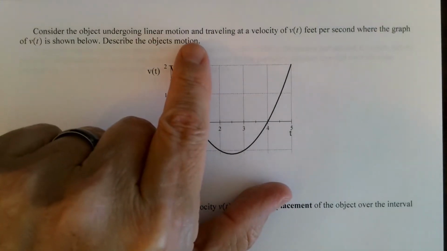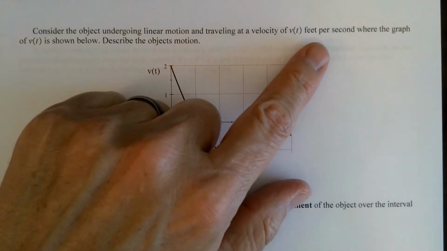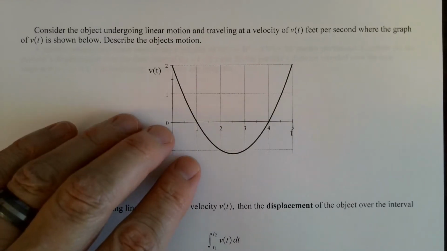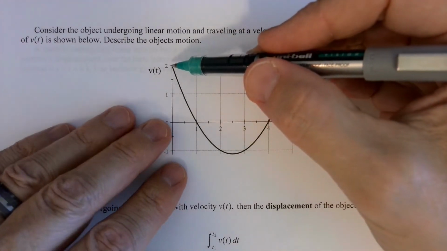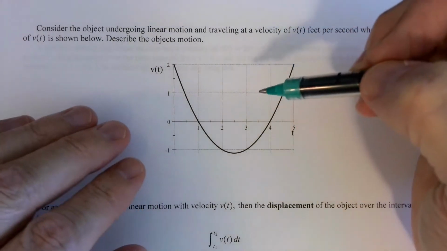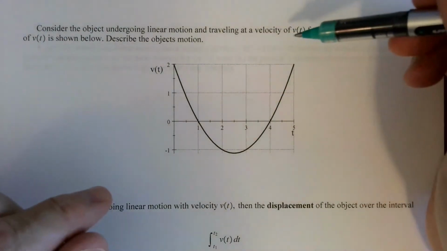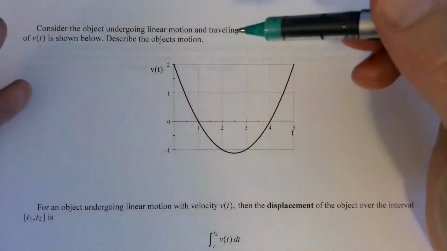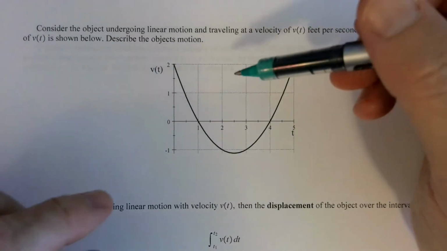So in linear motion, we're traveling at some velocity, v of t, say in feet per second, where the graph of v of t is shown here. So let's describe the object's motion. First of all, the velocity at time 0 is 2 feet per second. What does that mean? If we're on the real number line, then it's moving to the right. If we're moving up and down, it's moving up because why? The velocity, the rate of change, is positive. If the rate of change or the derivative is positive, the function's increasing, right? So we're moving to the right, increasing in distance.